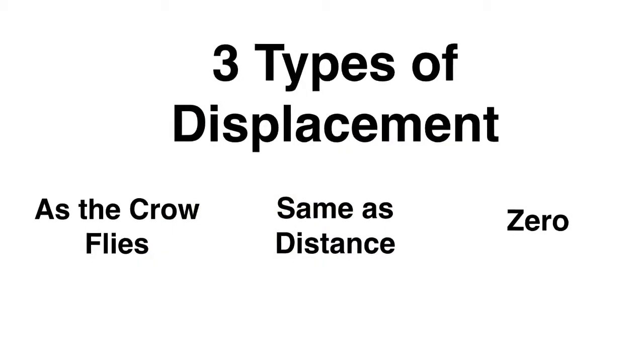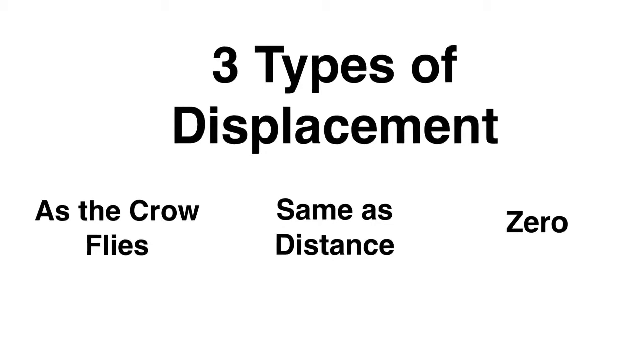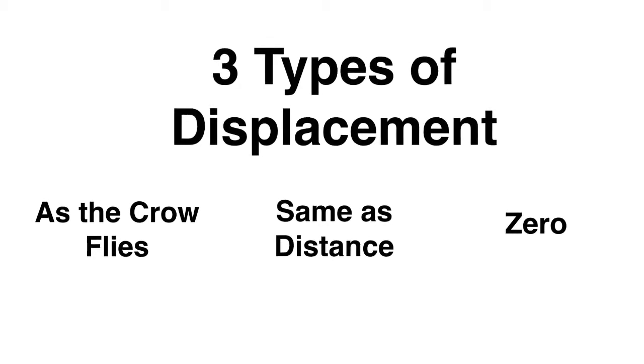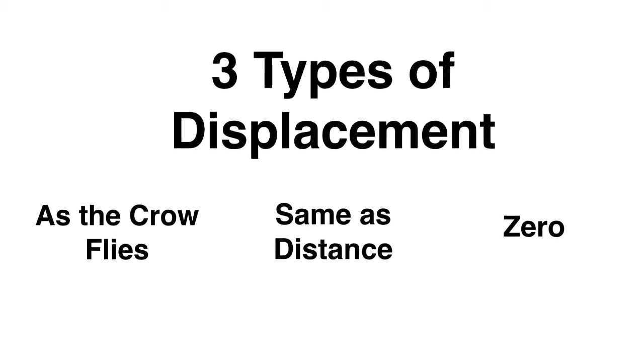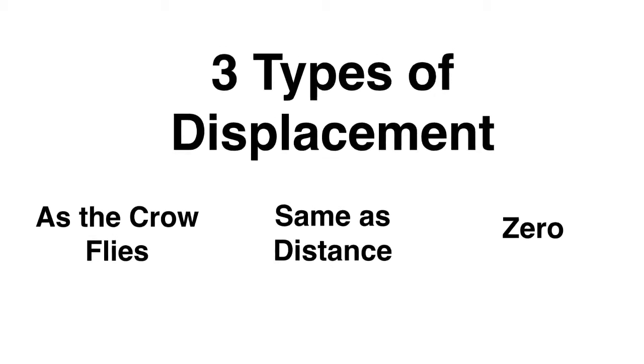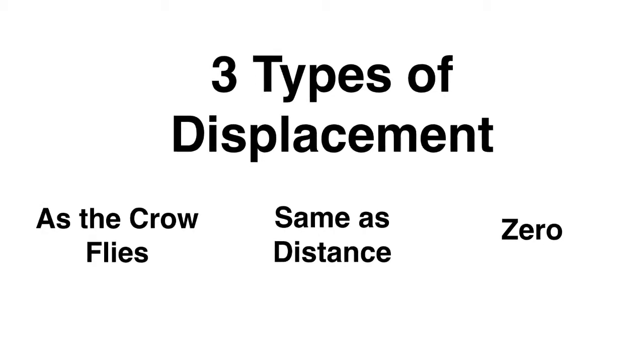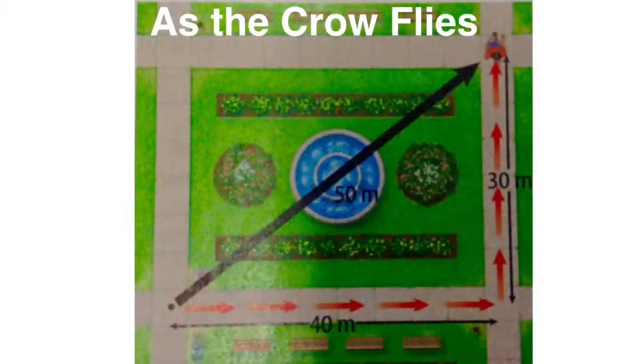There are 3 fairly common types of displacement when we talk about motion. One is known as the crow flies. We could also have displacement that is the same as distance, and we could have examples of when displacement equals 0.